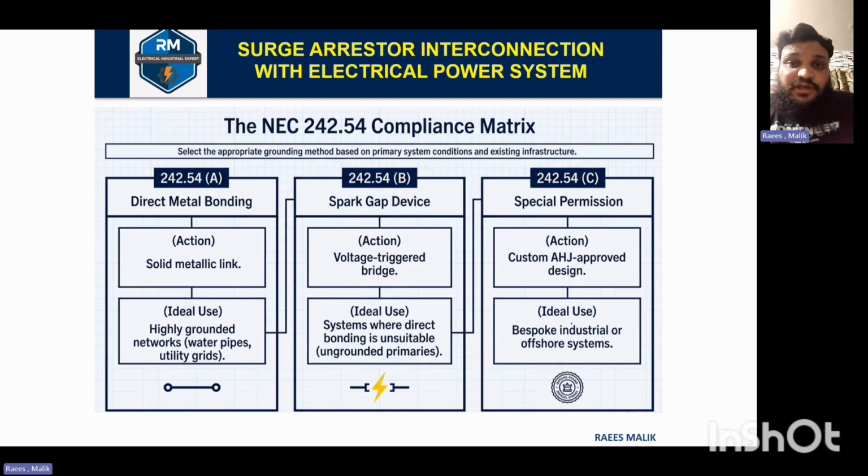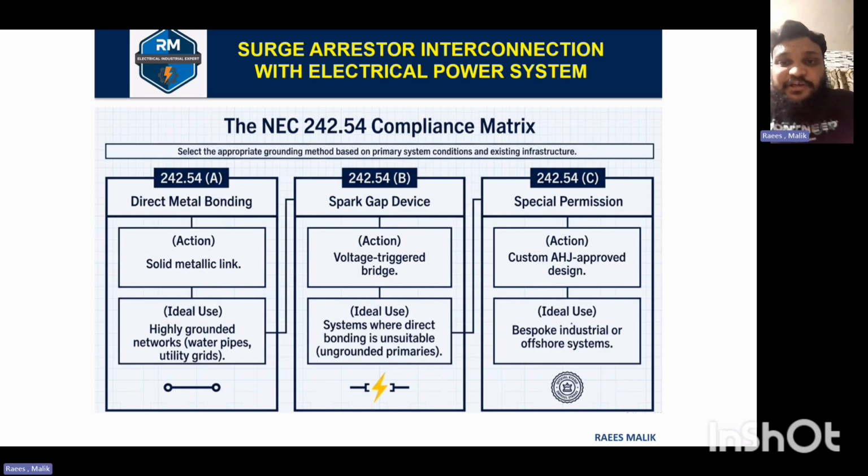So we use surge protection, or spark gap devices, so that there will not be any rise of the voltage, and a lightning strike can easily be diverted to the ground with the use of metal oxide surge protection or surge diverters. Ideally, it is used in systems where direct bonding is unsuitable, and metal oxide surge protection devices are used.